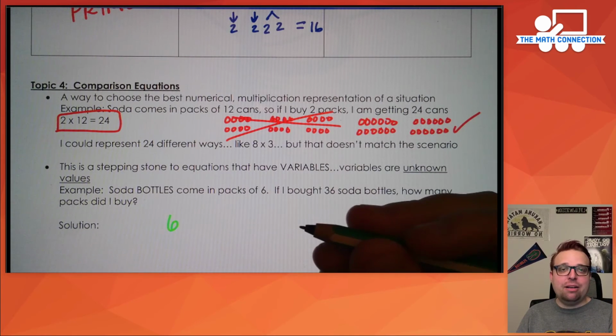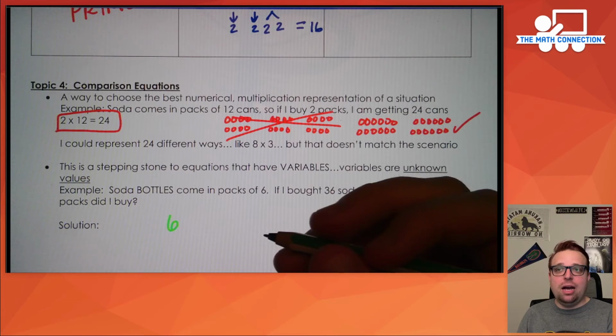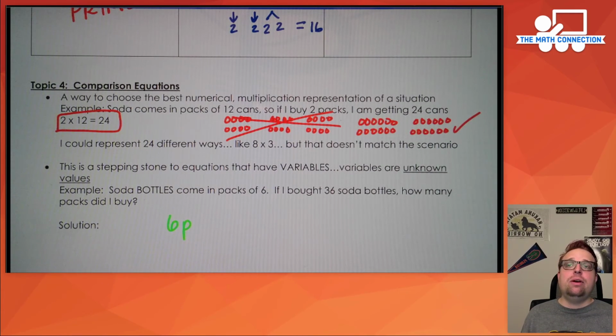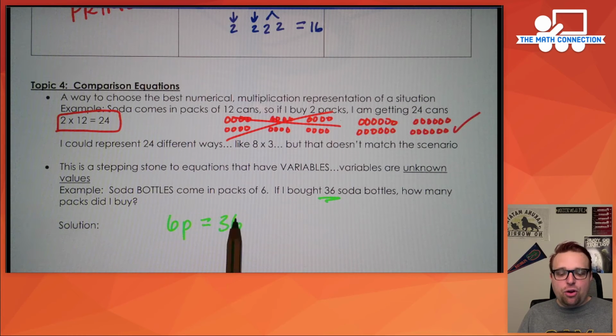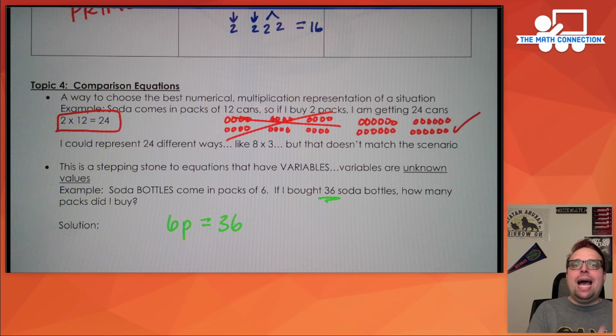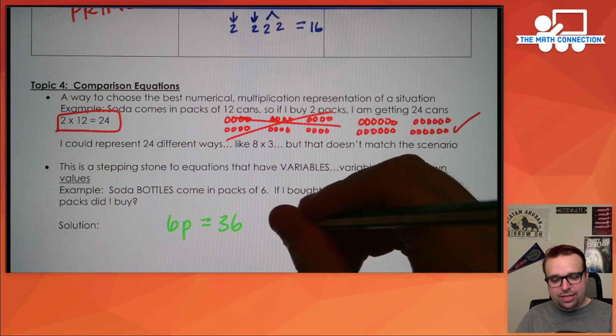Let's say that a pack of soda could be represented by a letter. We're going to call it P, okay? P stands for packs, all right? So 6 bottles times however many packs I buy should come out to 36, because they told me I bought 36 in total, right? How can I solve for the number of packs that I bought here? I can take 36 and try and figure out how many equal packs that is that makes 36.